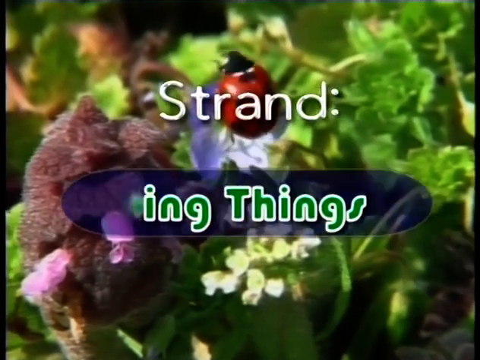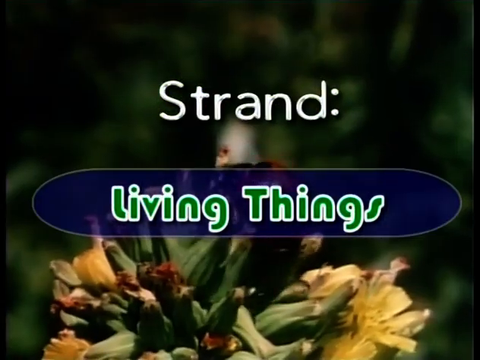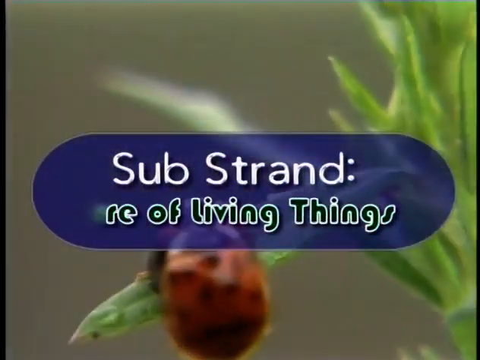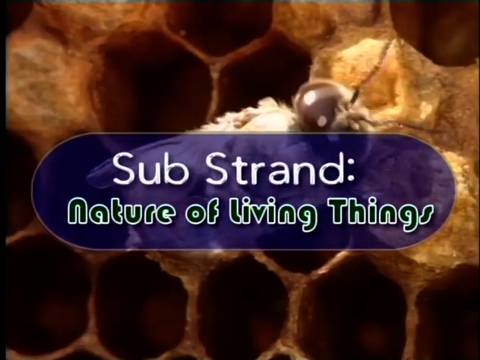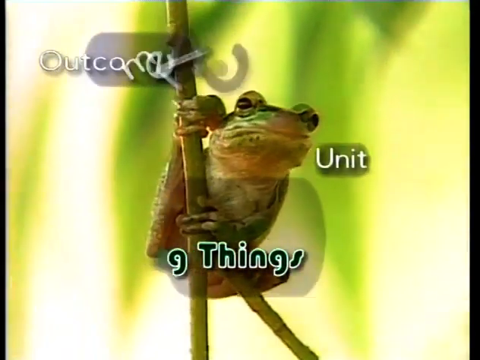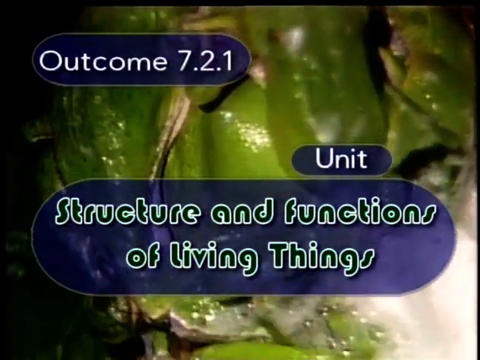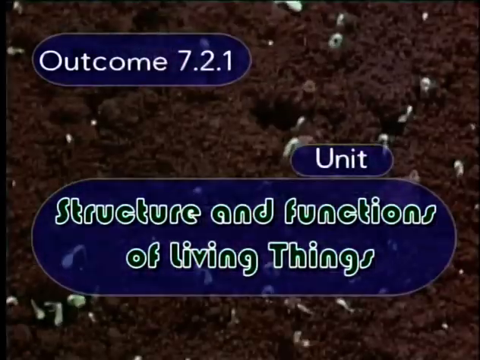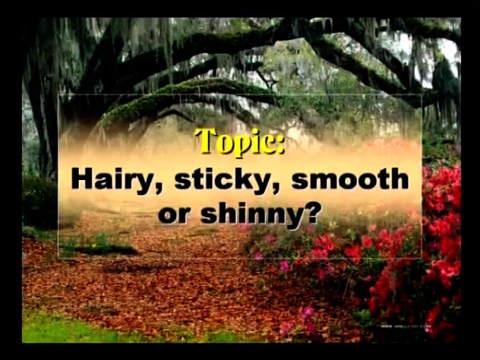All right, class, we are on the same strand, which is living things, and the sub-strand is nature of living things. Our outcome is 7.1.2. Identify and compare the basic structure of living things and how they allow them to function in their environment. And class, our topic for today's lesson is hairy, sticky, smooth, or shiny.